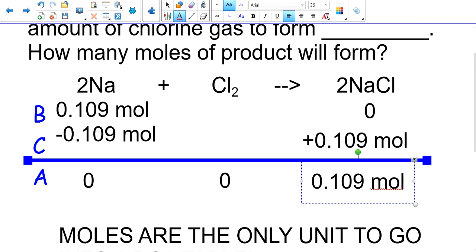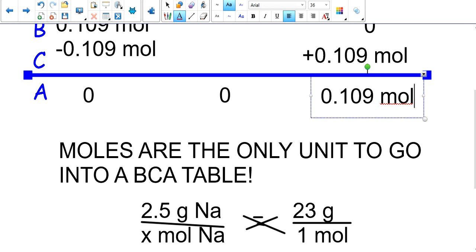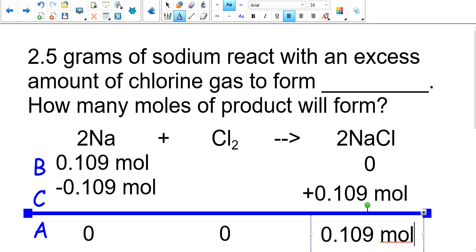And that is that. The key thing that I wanted to show you is this simple little addition here: you can never write grams in a BCA table. You have to first convert it to moles, which should be pretty easy.